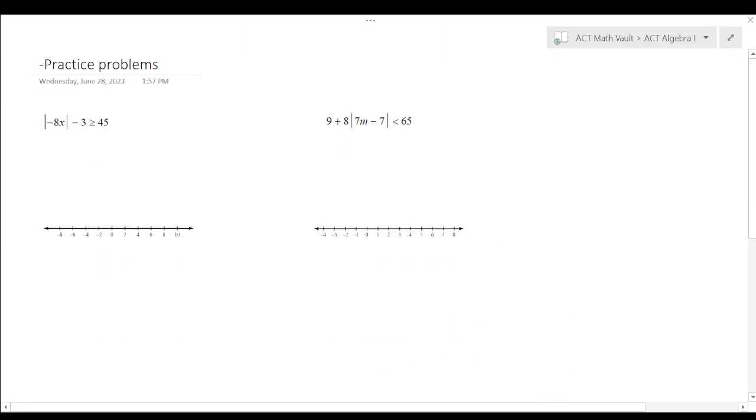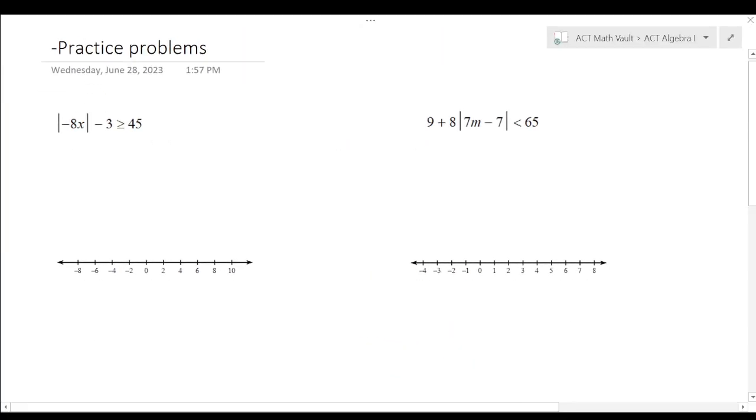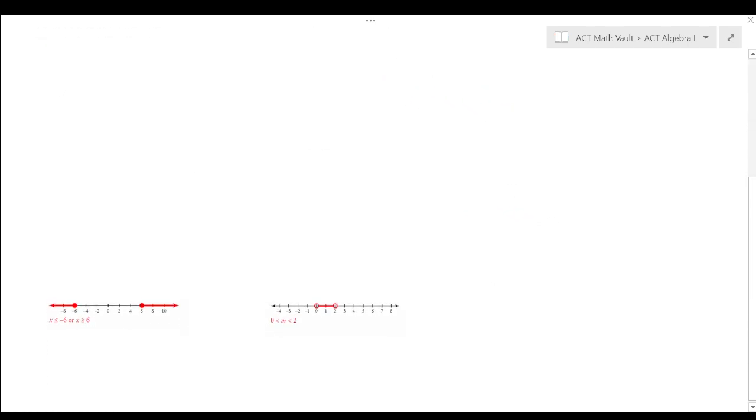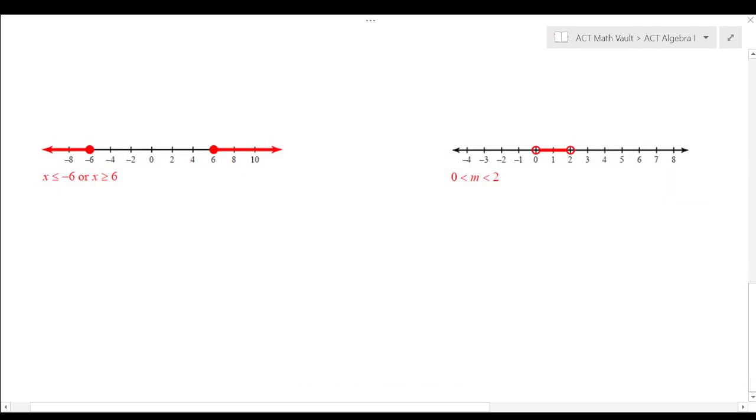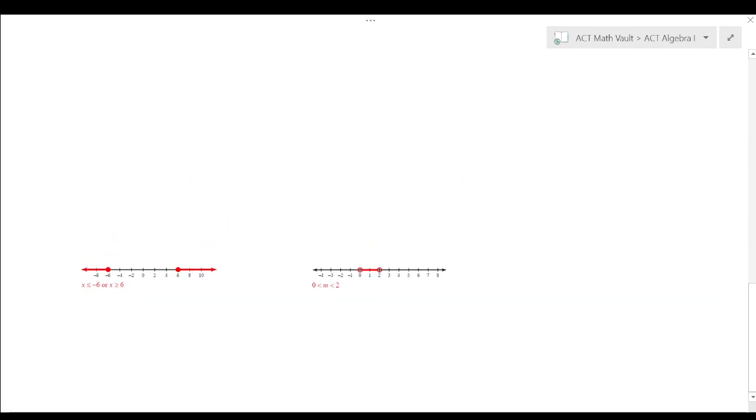Okay, practice problems. Try these. They're so similar to what we just did. However, this is multiplication inside the bars and then subtraction inside the bars. I will let you pause the video if you'd like to see the answers at a later time. Answers are here. Okay, so these two are a little different than the last ones. We have the closed circles with the shading going off to the sides, and then in this one, it's an open circle with the shading in the inside.